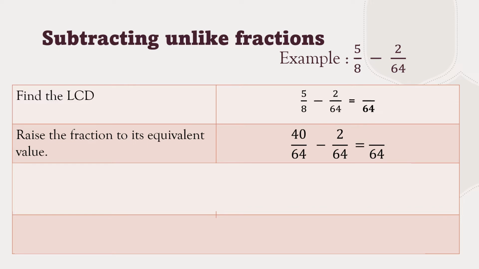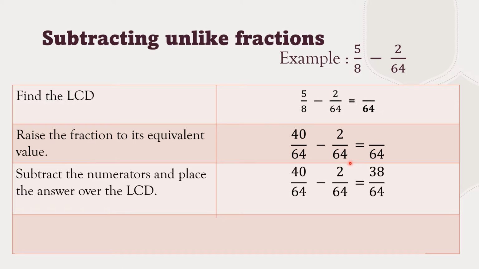So 64 divided by 8 is 8, and 8 times 5 is 40. So we now have here 40 over 64. Next, 64 divided by 4 is 16, times 2 is 2. So 2 over 64. We now have like fractions here. Next, we subtract the numerators and place the answer over the LCD. So our LCD is 64.